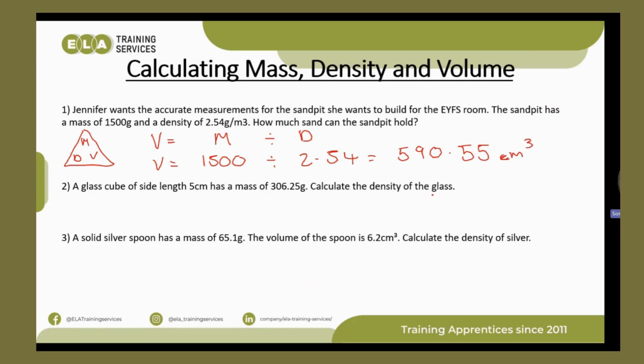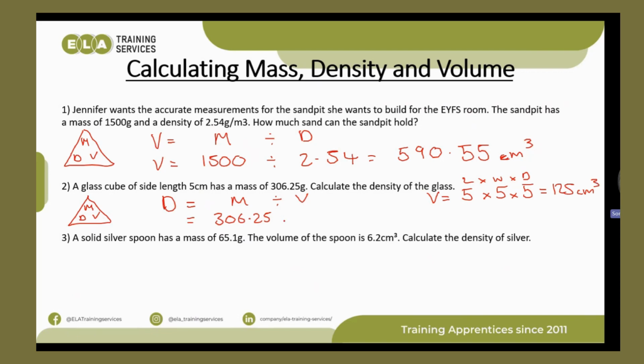Meters cubed. Brilliant. Okay, then a glass cube has a side length of 5 centimetres and a mass of 306.25 grams. Calculate the density. So here we're going to draw our triangle again, mass, density, volume, and here we want density. So we're going to do mass divided by volume. So here we have got a mass, but we don't have that volume. So as mentioned before, we do have a measurement of that cube. So to work out its volume, we're going to do 5 multiplied by 5 multiplied by 5, because it's length times width times depth, which gives us 125 centimetres cubed.